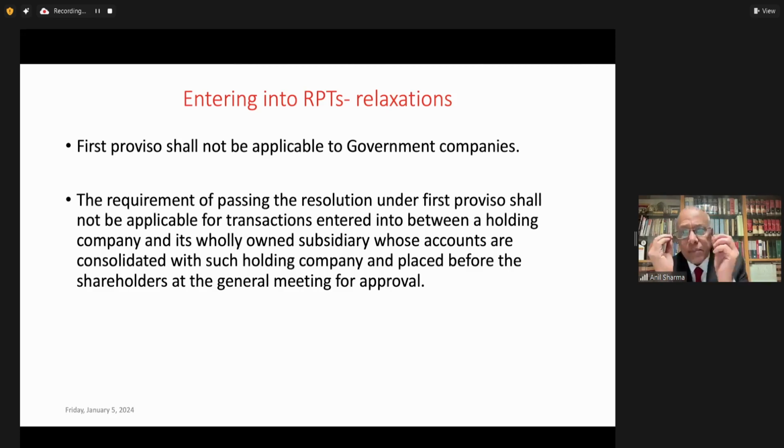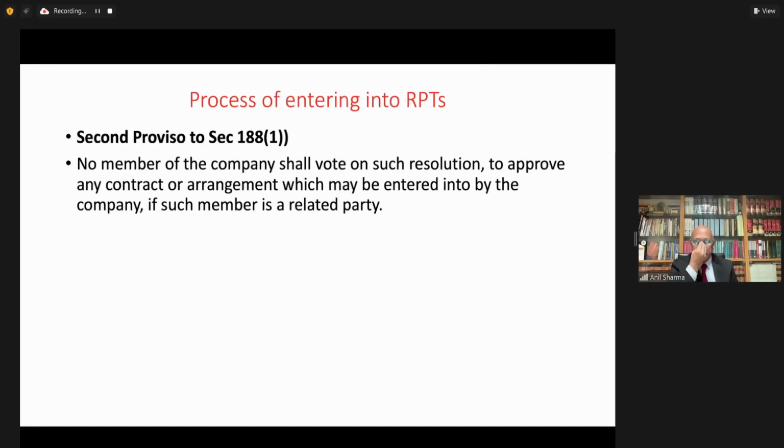Please mind the words here: wholly owned subsidiary. It means the entire 100% shareholding of that company is with the holding company. Only then it is considered a wholly owned subsidiary. And any transaction between a holding company and its wholly owned subsidiary doesn't require to go through that first proviso, which is the prior approval of the company by passing a resolution. So this was the relaxation.